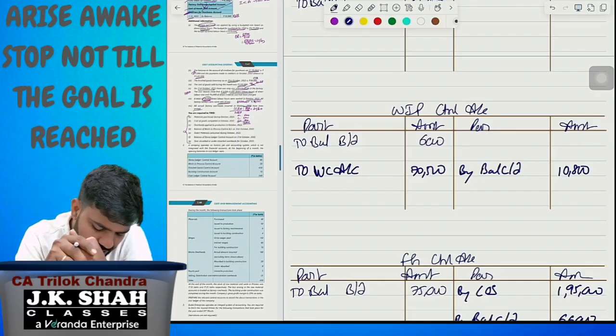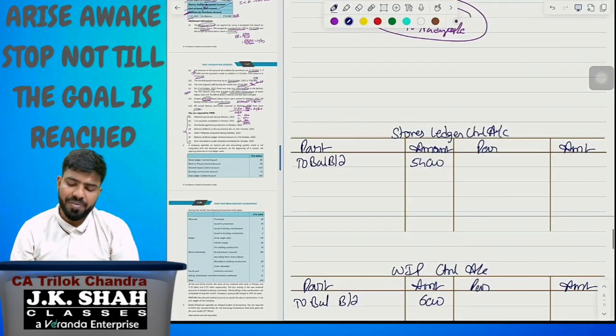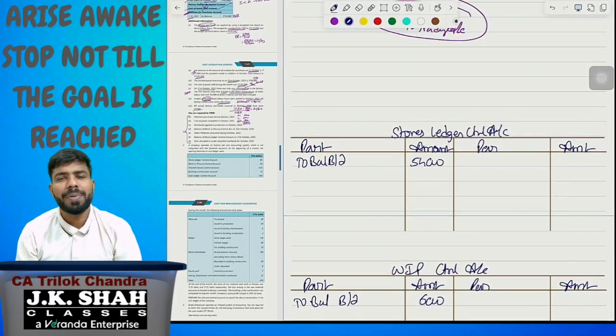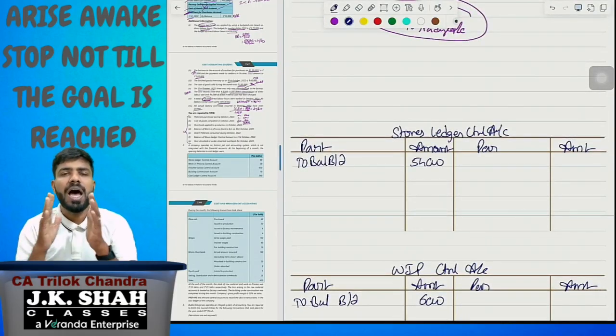Look at point number 7. Point number 7 states that the entire amount has been debited in the account. So these are the details given. Let me tally one by one. Can we tally the stores ledger? Absolutely not. See, why the stores ledger? We just have the opening balance. Nothing else is available.